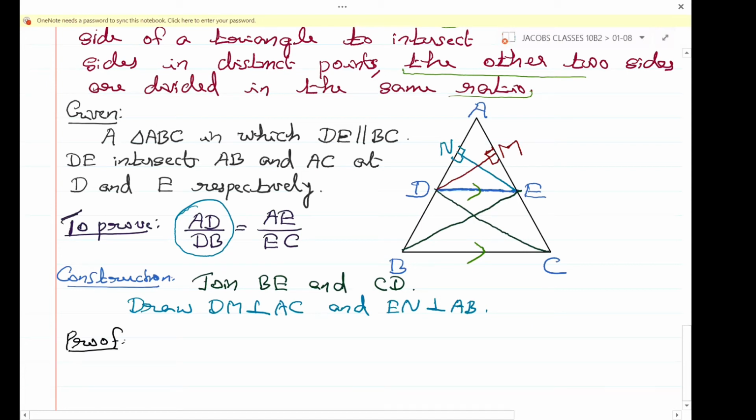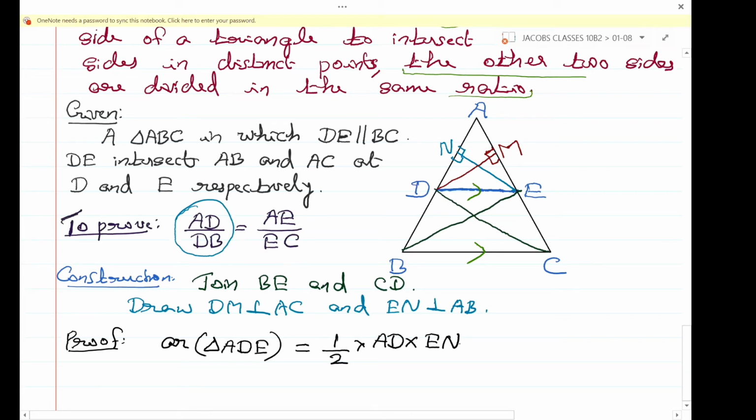So I'm going to take the triangle with AD as the base, that is ADE. Area of triangle ADE is equal to... AR means area of triangle ADE. We will use the formula half into base into height. So here the base is AD and the height is EN. That is what we are drawing, the perpendicular. Half into AD into EN.